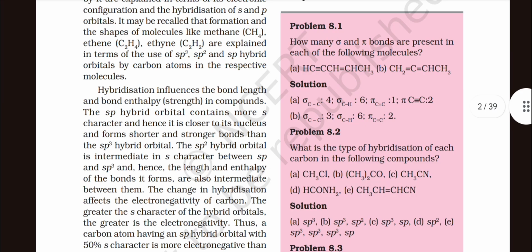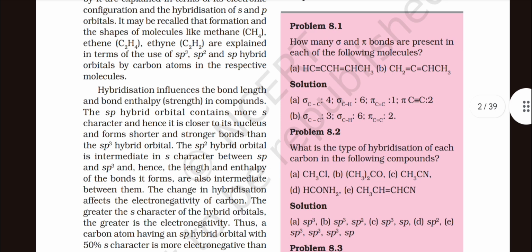Hybridization influences the bond length and bond enthalpy in compounds. The sp hybrid orbital contains more s character and hence is closer to the nucleus and forms shorter and stronger bonds than the sp3 hybrid orbital. The sp2 hybrid orbital is intermediate in s character between sp and sp3, and hence the length and enthalpy of the bond it forms are also intermediate between them.